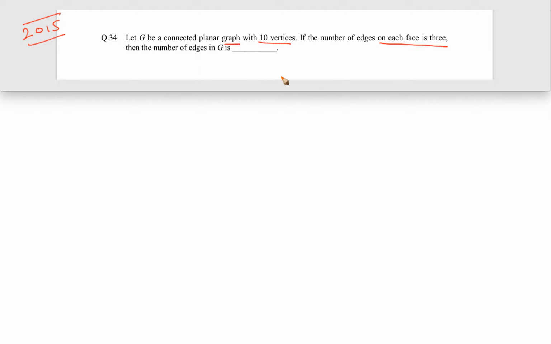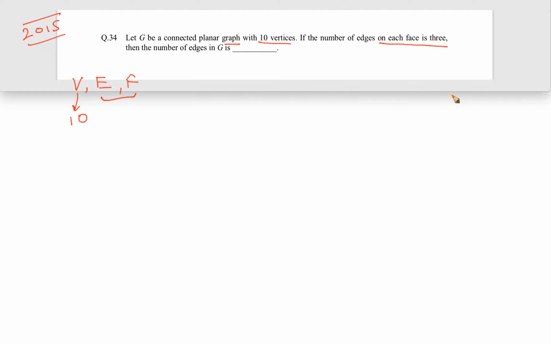So what they're saying is, let's say the number of vertices is V, the number of edges is E, the number of faces is F. Then the relation between edges and faces can be determined. So V is 10, the number of vertices is 10. This we already know, right? Now the relation between edges and faces given here is that the number of edges on each face is 3.